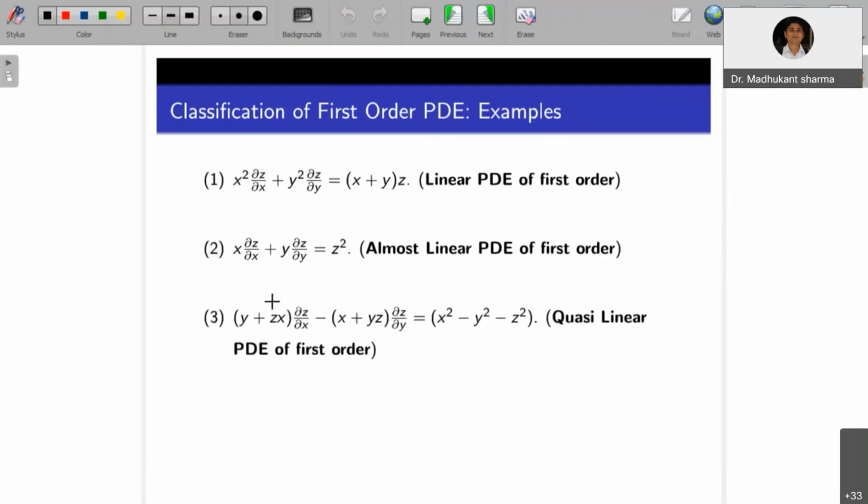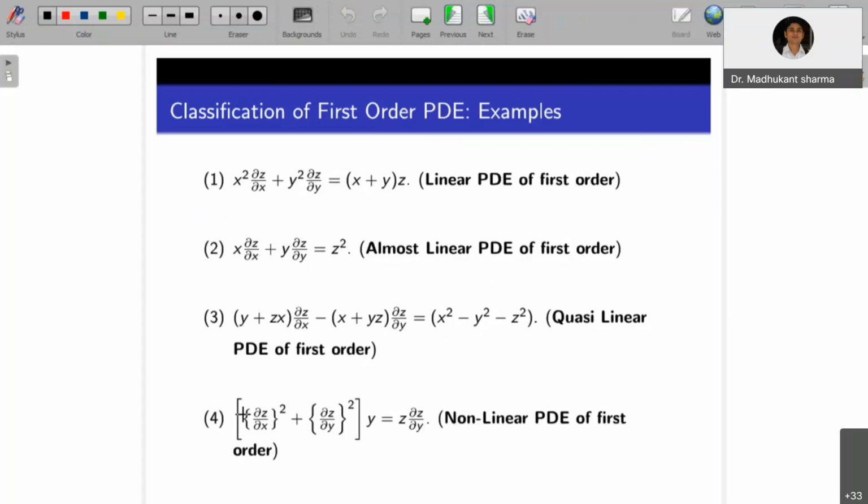Now the third equation. Here the P coefficient is involving X, Y, and Z. So the first term itself has a coefficient that is a function of X, Y, and Z, which means it's neither almost linear nor linear. So it may possibly be quasi-linear. For that you need to see the second term. The second term coefficient is also involving X, Y, and Z, and the right hand side is a function of X, Y, and Z. So it's a quasi-linear PDE of first order.